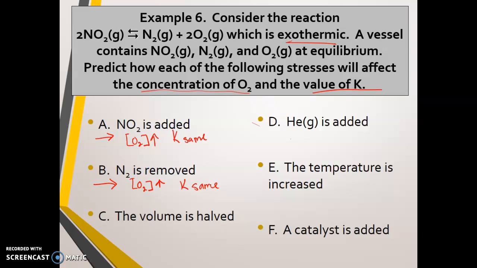When the volume is halved, this is going to increase the pressure. And so now we need to look at our number of gas molecules. So we have 2 molecules in the reactants and 3 in the products. So this is going to shift it to the side with fewer gas particles. So we're going to shift it to the left.